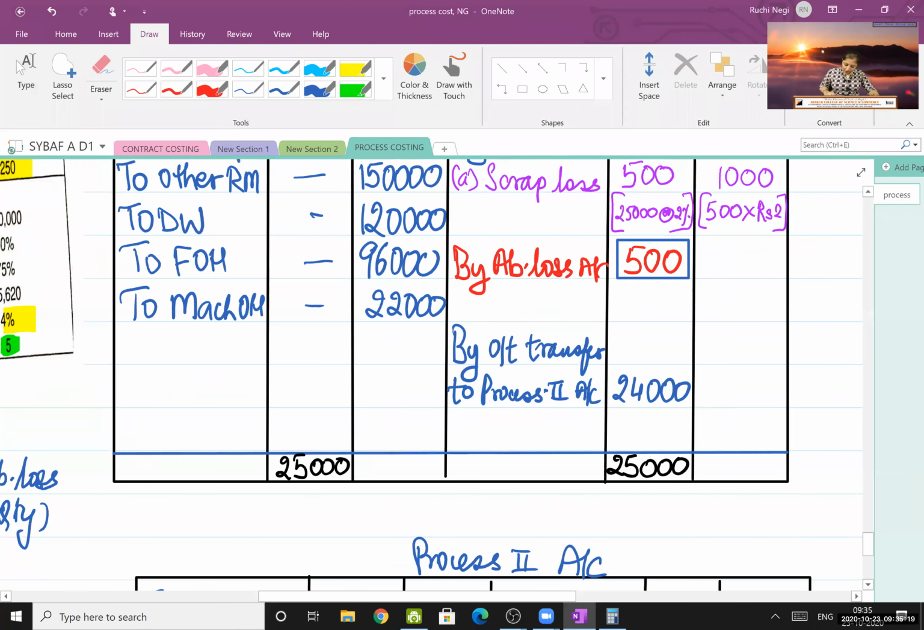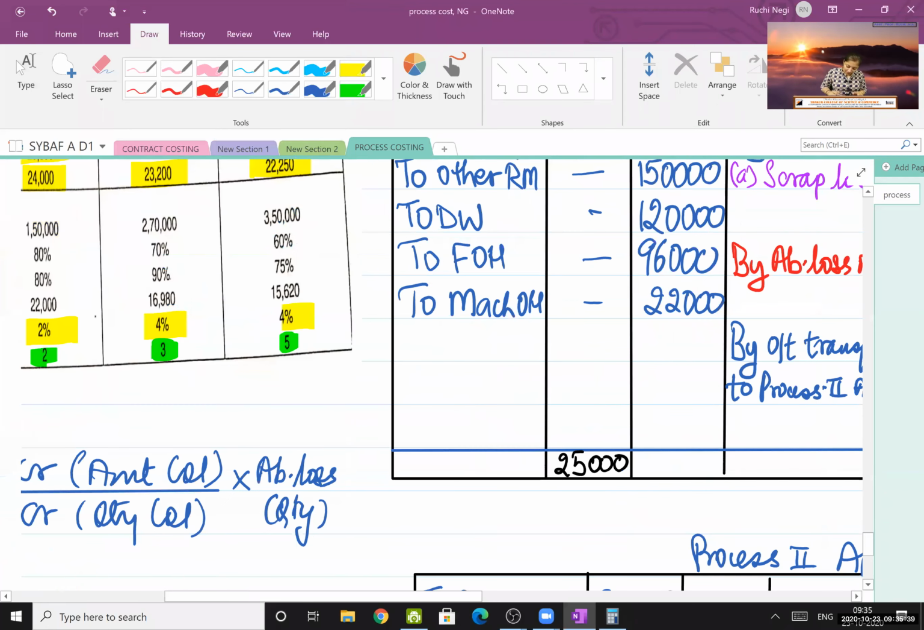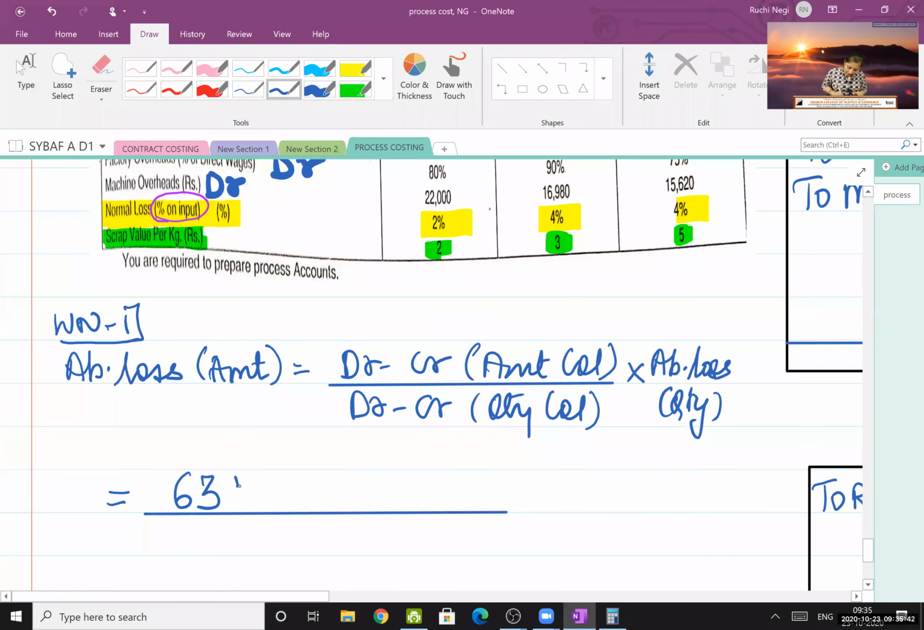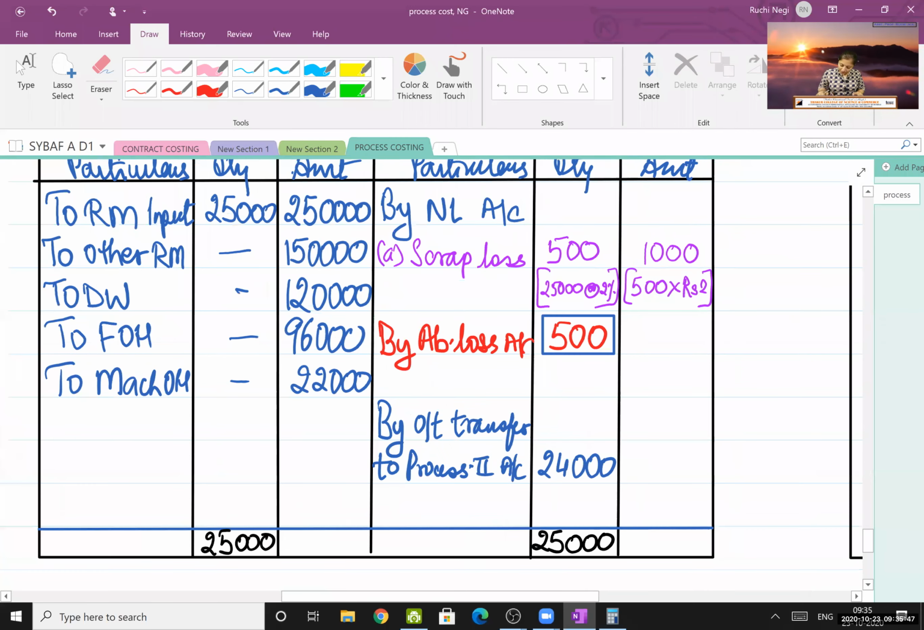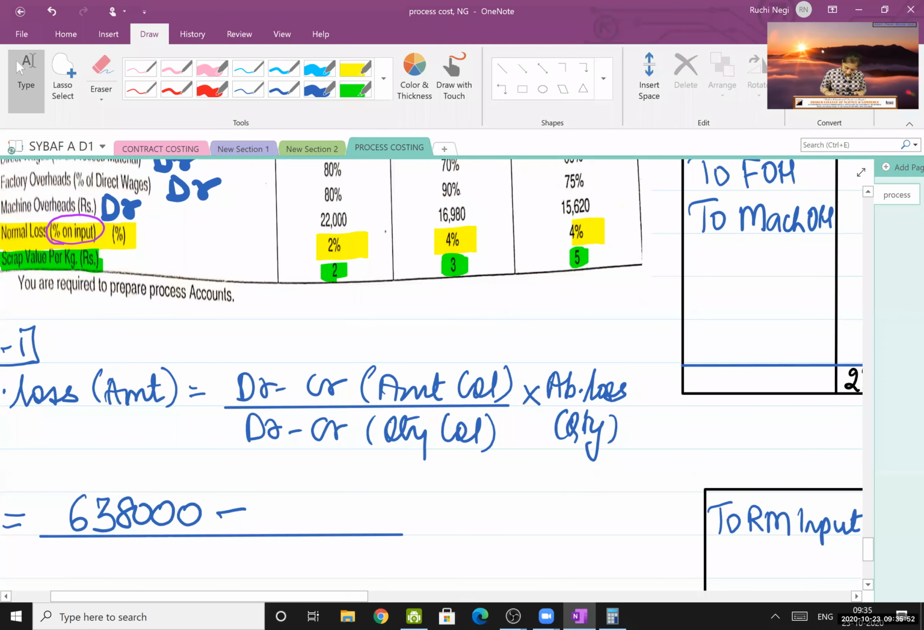Okay, so chalo, let us total the debit side of the amount column. 2,50,000 plus 1,50,000 plus 1,20,000 plus 96,000 plus 22,000. कितना हुआ 6,38,000. ठीक है, उधर लिखो 6,38,000 माइनस द क्रेडिट साइड. क्रेडिट साइड में क्या वैल्यू है आपके पास? एक ही वैल्यू है स्क्रैप लॉस का 1,000. So right here minus the credit column 1,000.